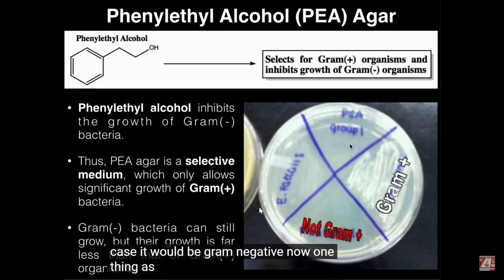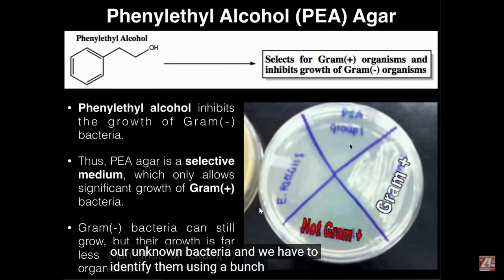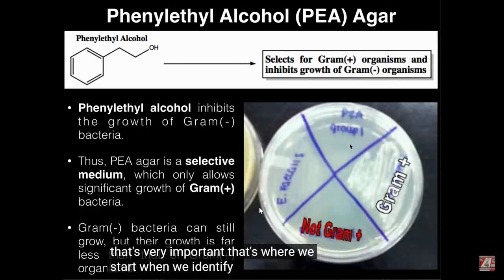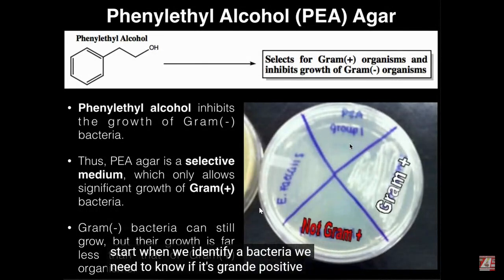Now, one thing as an aside that we'll use this for later in the semester when we get our unknown bacteria and we have to identify them using a bunch of tests, we'll actually do 3 separate tests to confirm the gram reaction. That's very important. That's where we start when we identify a bacteria. We need to know if it's gram-positive or negative.